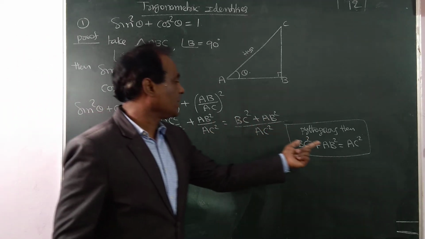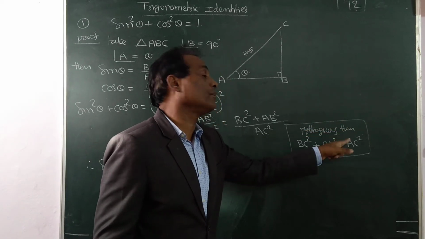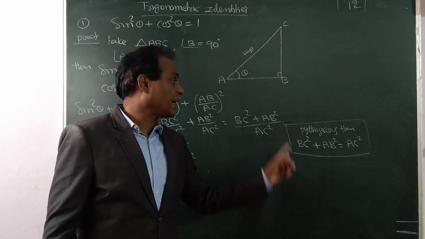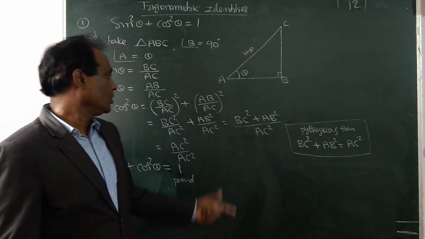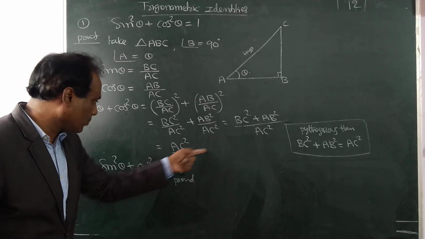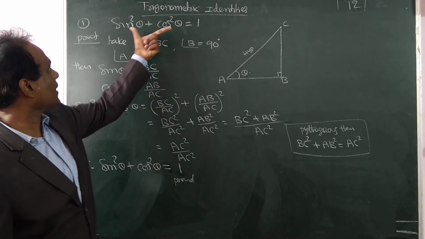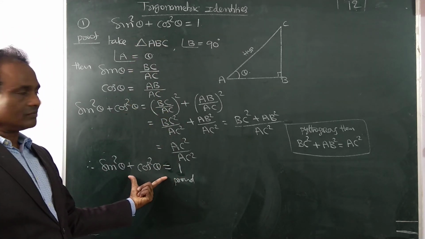BC square plus AB square is equal to AC square. Why? Because we have a formula called the Pythagoras theorem. So in place of this, I wrote AC square. The denominator is already AC square, and both get cancelled. The answer is 1. Same we got. Right.